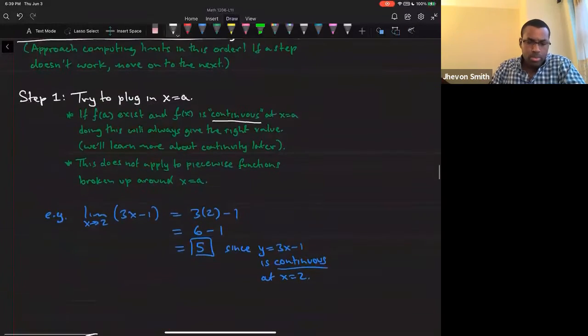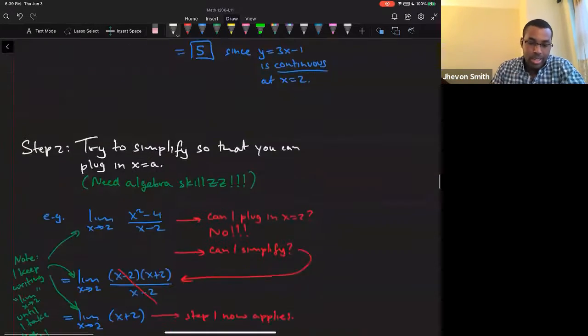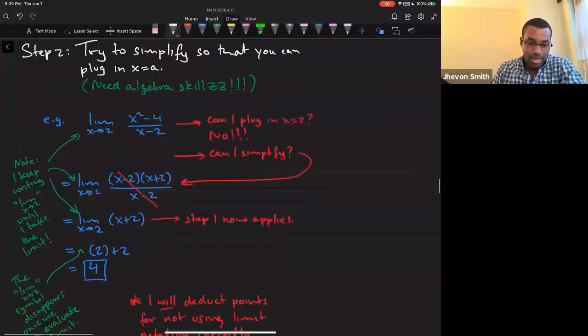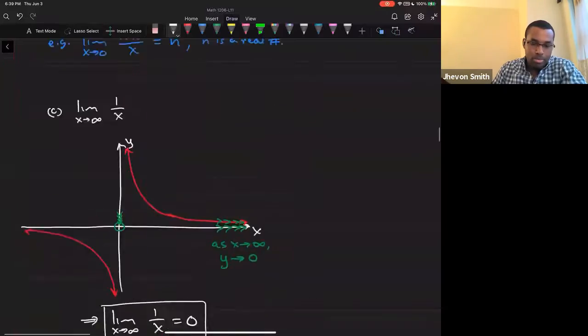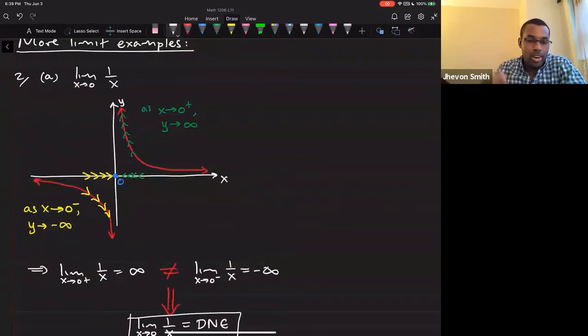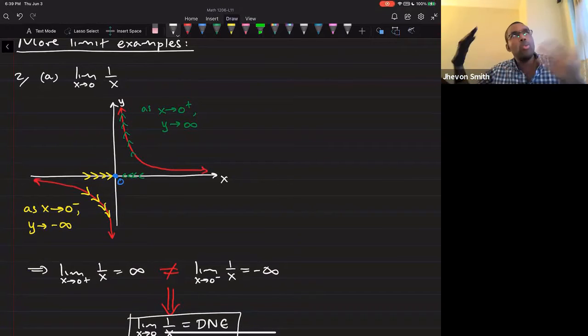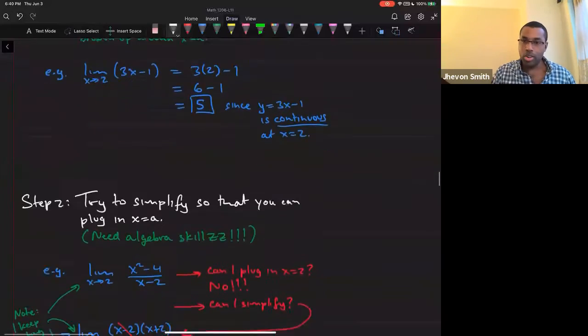So that's step 2. So you see a random limit, what are you going to do? First, try to plug in the x value. If it works, awesome, that's your answer. If it doesn't, try to simplify so that you can plug in the x value. And it's possible for that to work, but it's also possible that it doesn't. The example up here was a situation where it doesn't, right? Here, I couldn't plug in x equals 0. Can I simplify to plug in 0? No, I couldn't simplify either. So now I had to do something else. I had to think about the graph. But these first 2 steps are what you're always going to do.